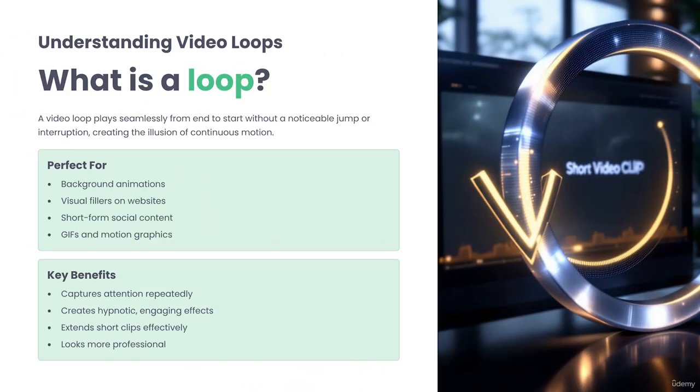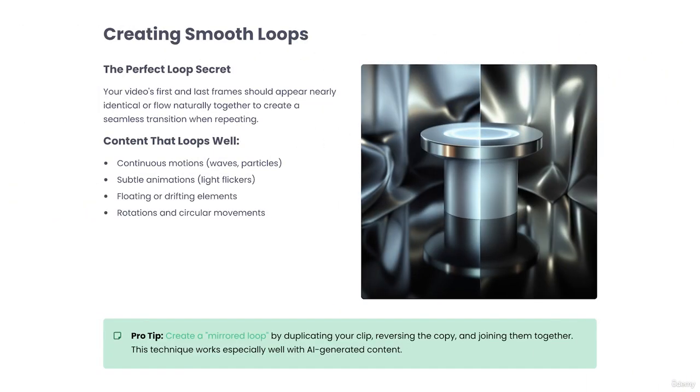Now let's talk about looping. Looping is when a video plays seamlessly from end to start without a noticeable jump. This technique is especially effective for background animations, visual fillers, or short-form social media content that needs to capture attention on repeat. To create a smooth loop, your video's first and last frames should look almost identical, or at least flow naturally into each other.